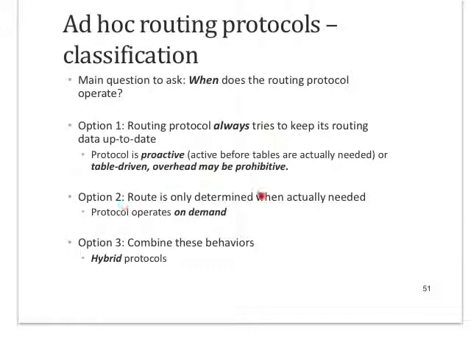So this is the second extreme. The third option tries to get a combination of both. It says, okay, I will establish the route on demand. However, there is no point that when these packets are gone, I should remove the route. Maybe I need it in the future, so I will keep it in the routing table at least for some time.